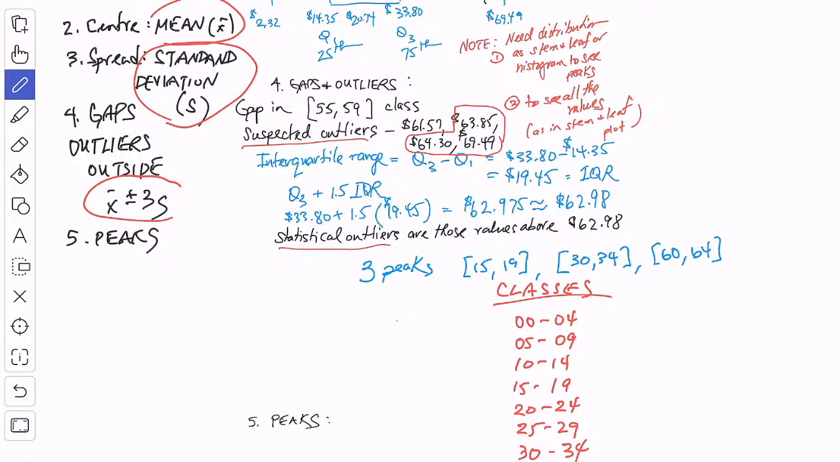And so the classes were made like this because they have to start with the same stem all the way down, right? And they have to be equal size intervals, and each of these intervals has 5 possible values in each. So they're equal size.